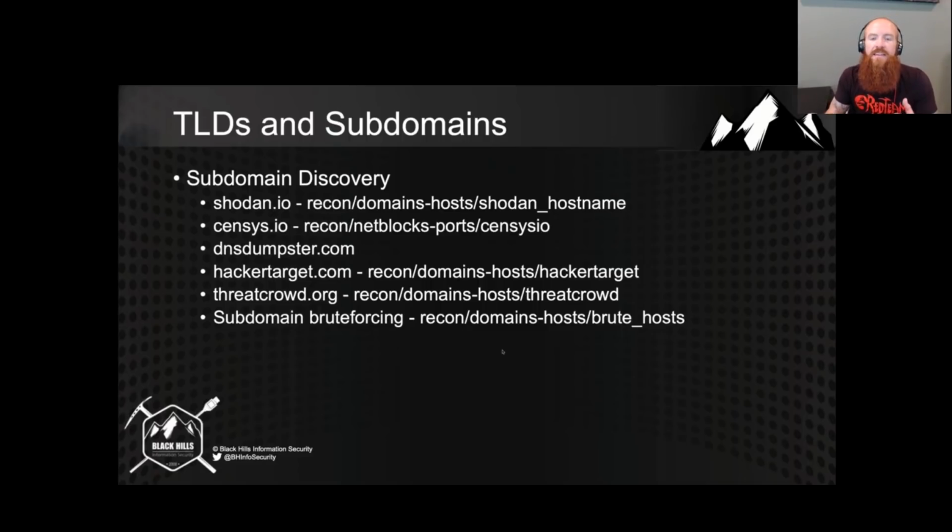So Shodan is a site that scans the internet all the time and provides a search engine of sorts for ports that are open for sites. Census does a similar thing. DNS Dumpster is a great site for looking up domains. Hacker Target and ThreatCrowd are both, again, great sites that we utilize all the time. A lot of these are fairly similar sites, but we get back different information from them. So they're doing slightly different stuff, which is interesting.